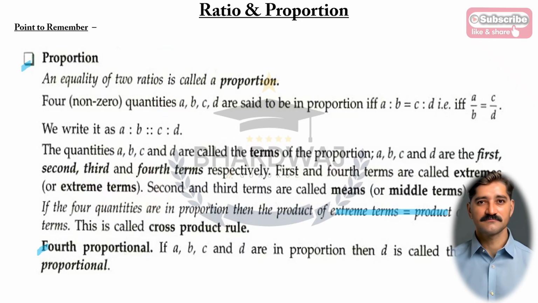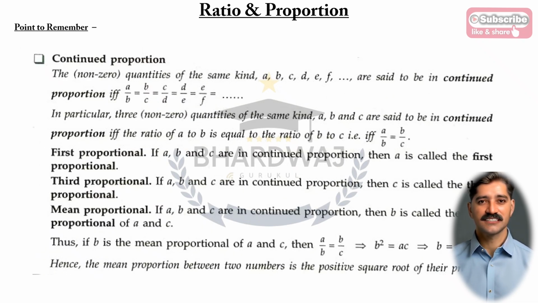Fourth proportional. If A, B, C and D are in proportion, then D is called the fourth proportional. Continued proportion. The non-zero quantities of the same kind A, B, C, D, E, F are said to be in continued proportion if A upon B equals B upon C equals C upon D equals D upon E equals E upon F. First proportional. If A, B and C are in continued proportion, then A is called the first proportional. Third proportional. If A, B and C are in continued proportion, then C is called the third proportional.